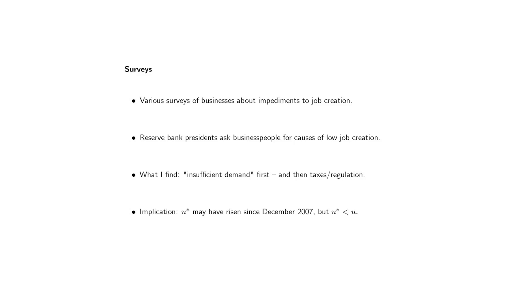What I find when I ask these questions, or I look at these surveys, is insufficient demand shows up first as an answer, and then there are concerns expressed about taxes and regulation. And this is very loose evidence, but it does suggest that while the natural rate of unemployment may have risen in the last 3 years, it's still low relative to the observed unemployment rate.